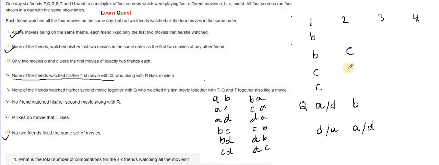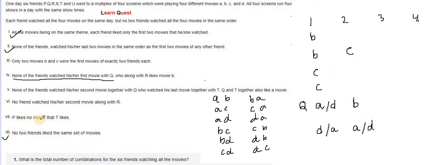Okay, what else? Okay, this is C, this is C. Okay, let me see. Alright, so if you notice, here it is mentioned that no friend watched his second movie along with R. Now, here it is A or D, here it is A or D, and if here it is A, here it will be D, if here it is D, here it will be A. So one time A and one time D is going to come here. So the rest 2 times A and 2 times D will be coming here in these 4 places. One is C and one is B, of course. So A is repeated, D is repeated, B and C are not repeated.